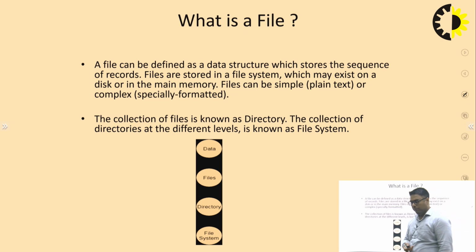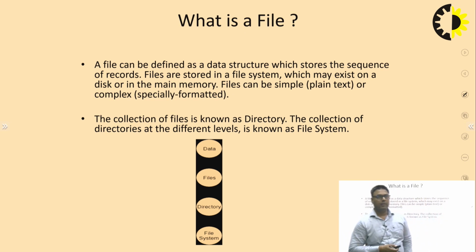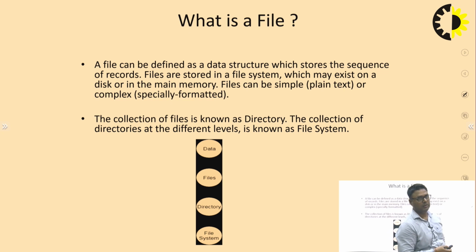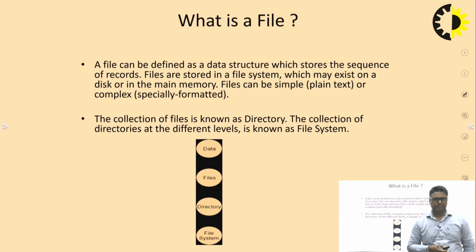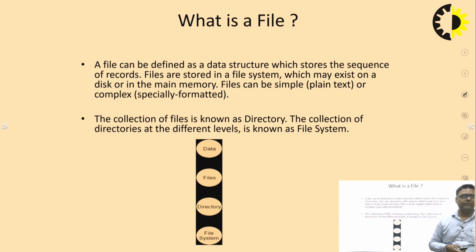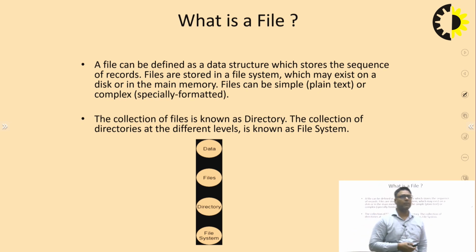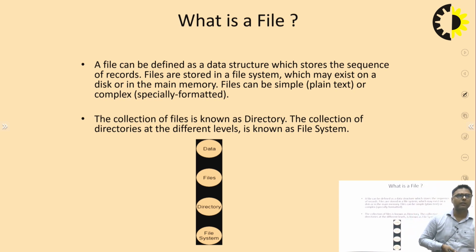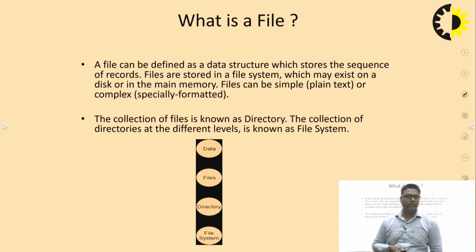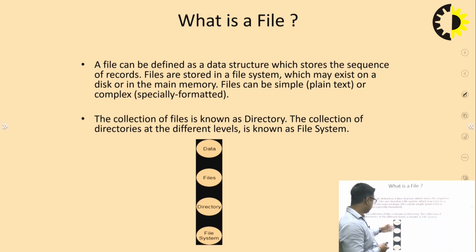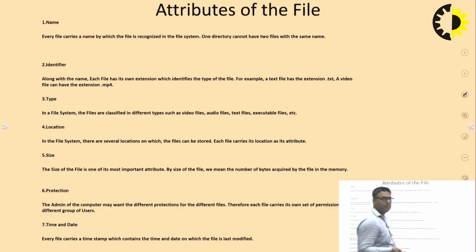A file is basically stored in plain text form or in complex formatted form, in a directory. The collection of files is known as a directory. The collection of directories at different levels is known as a file system. What is a directory? A directory provides the relation between files. All of you know that all files are unique, and a unique name is provided for each, so they are stored in directory form. So your file system is there, with data, files, and directories mentioned here.